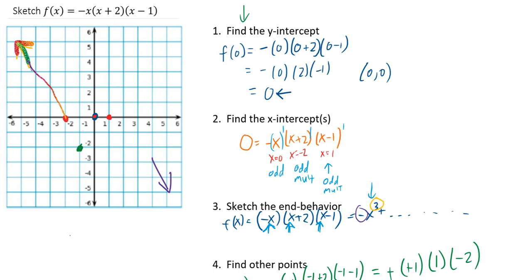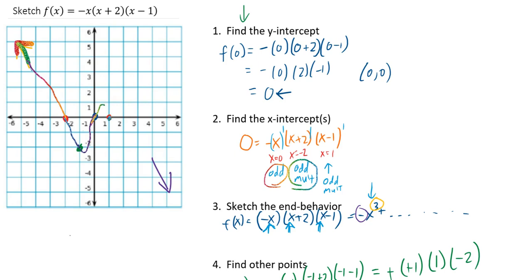At -2, it's an odd multiplicity, so I need to cross. I cross right through the axis. And then I hit this point, and at some point I need to start turning around because I need to hit this point. So maybe I'll cross it, I'll hit this point, and I'll turn around, and I'll go to 0. And then I say, oh, 0, that came from here. It's an odd multiplicity. So I hit that x-intercept, and then I cross through it because it was odd multiplicity.